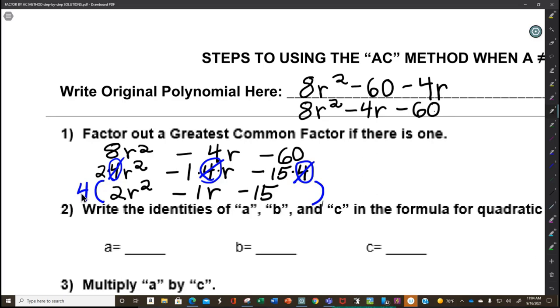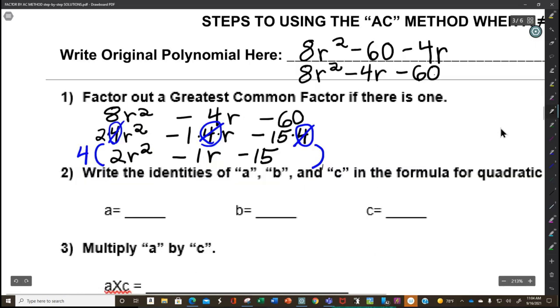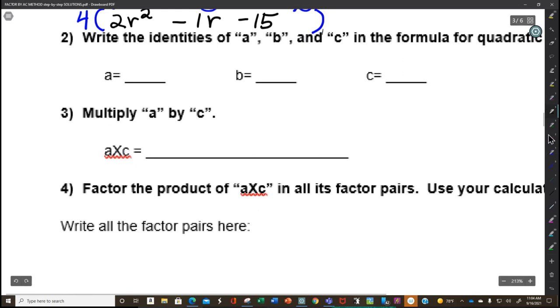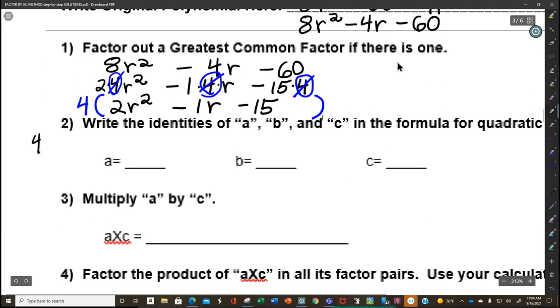Okay, now I don't dare lose that 4. So probably a safe thing to do would be to write the 4, just kind of casually write it somewhere where I can keep seeing it. But what I'm going to be factoring is 2r squared minus 1r minus 15. So this set of parentheses is going to break apart into two sets of parentheses. But that's where the work is. Notice that a is not 1, so I'm going to have to use the AC method. So a is 2, b is negative 1, c is negative 15.